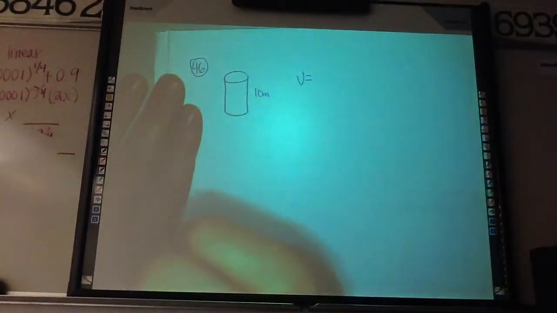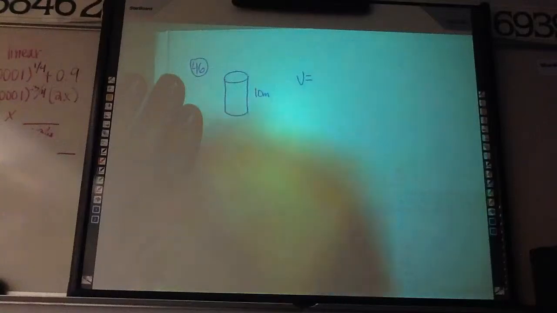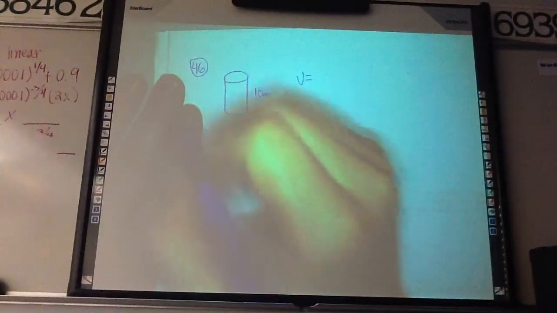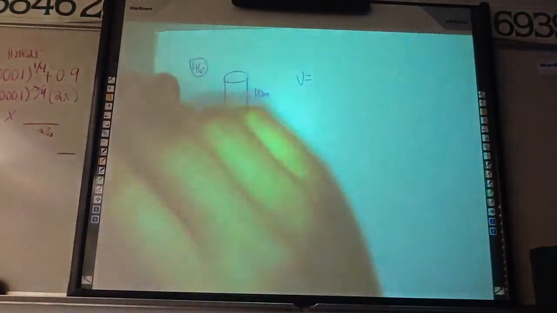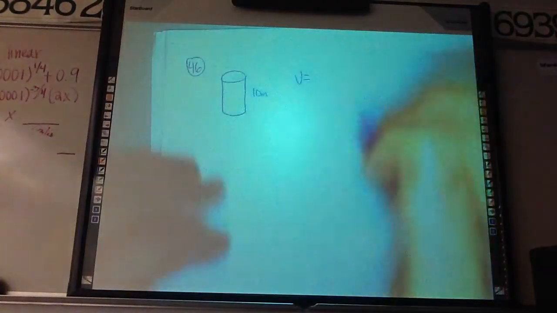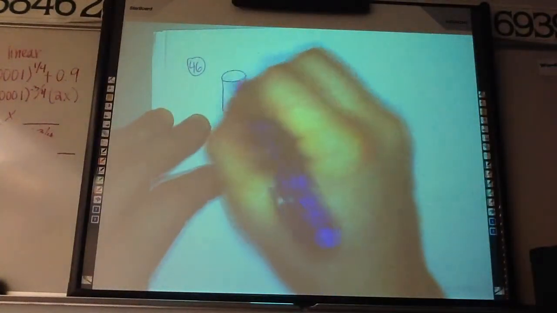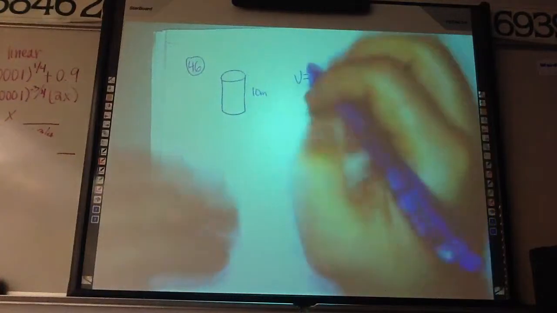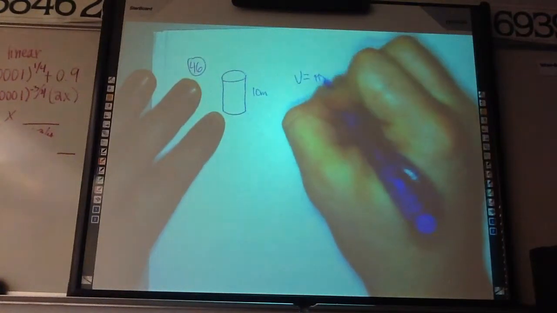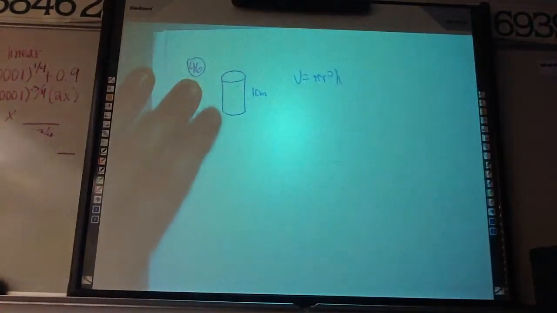It depends on the circumference. This is like 2 pi r times height. No, that's the surface area. The volume is the area of the base times the height. How do you find the area of the top? Pi r squared, times the height. That's the volume.